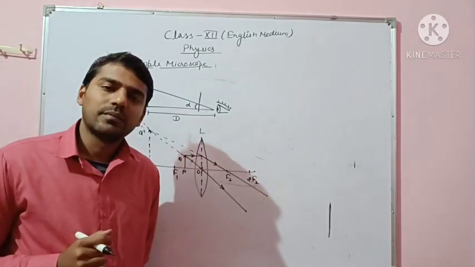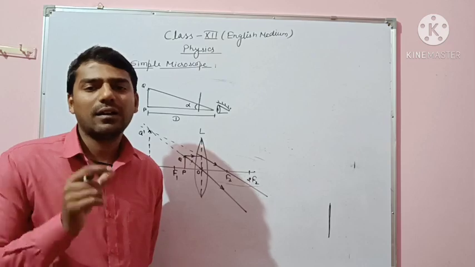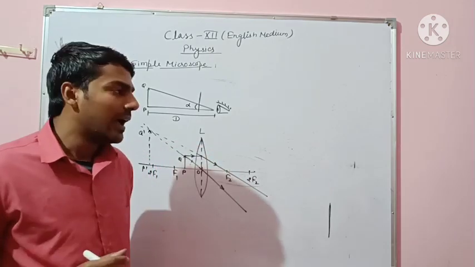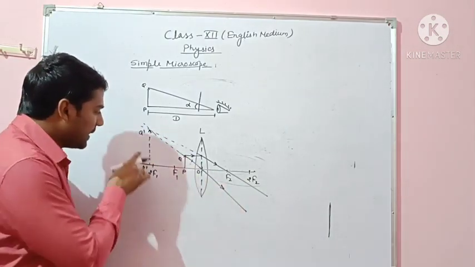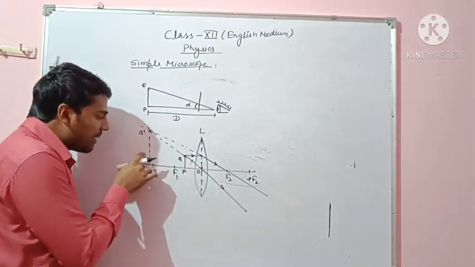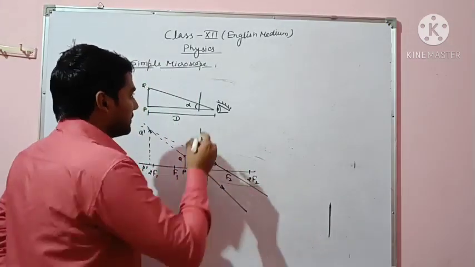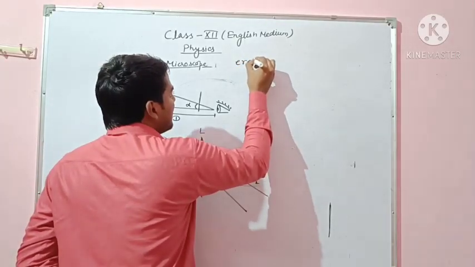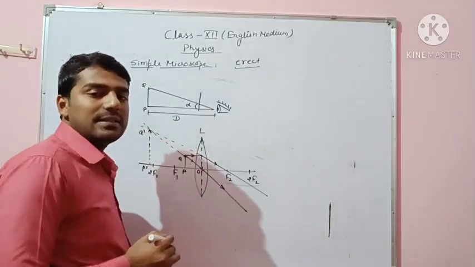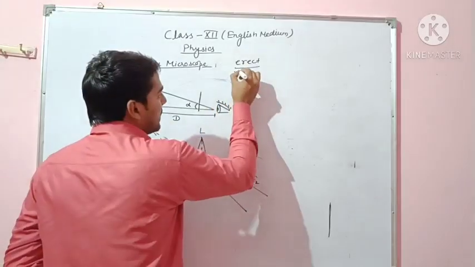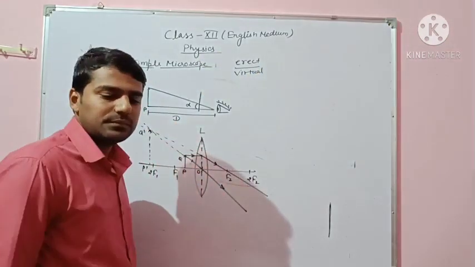The point at which the refracted light rays cut each other, at this point, the image is formed. Here, the image is represented by a dotted line, which means the image is erect. The image is erect, and an image that is erect is also virtual. So the image is virtual.